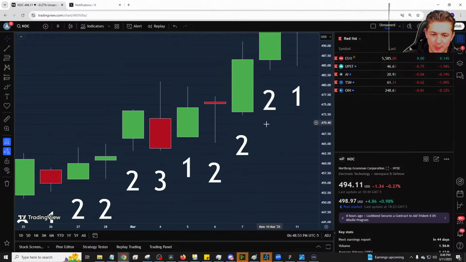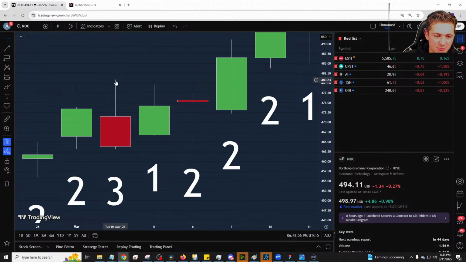You see NOC. So it's like, what happened? Well, the buyers bought it up. You had the 3, so they tried to buy it up. The sellers came and sold it down. Then they go inside bar. You see buyers tried to buy it up, but they stayed inside. So it's like they fought, and then they took a break here.